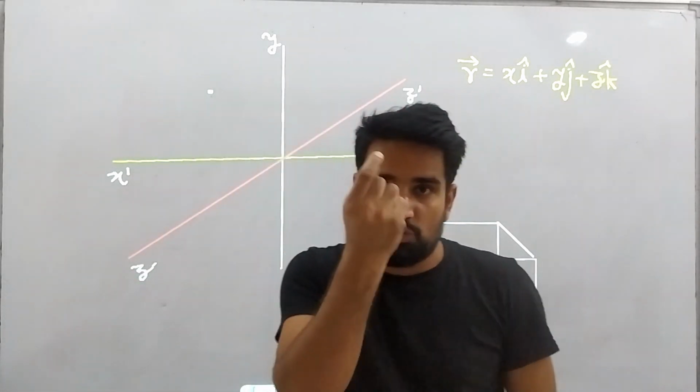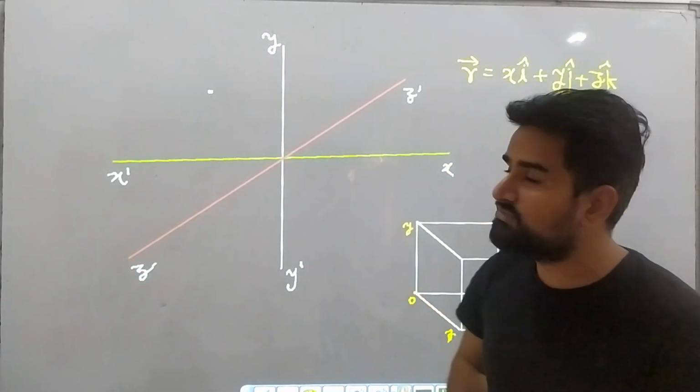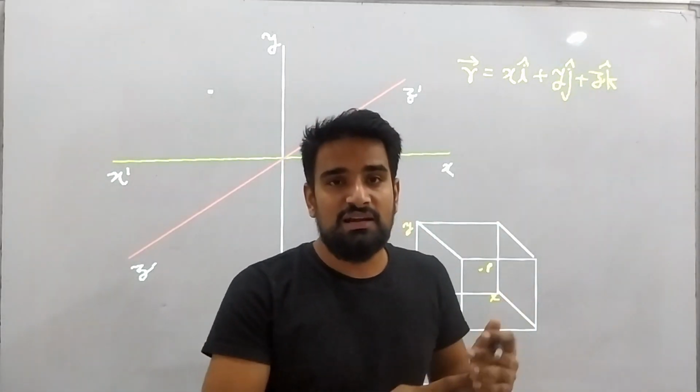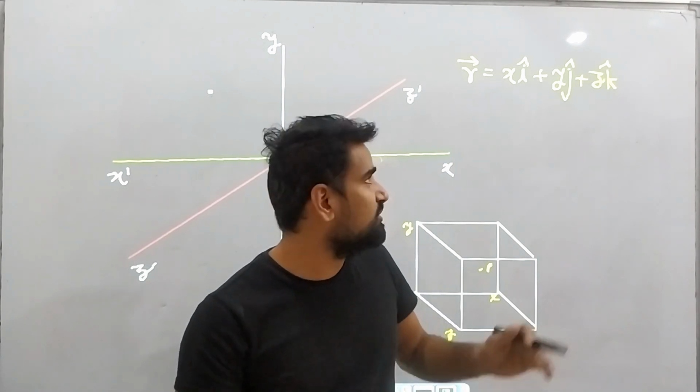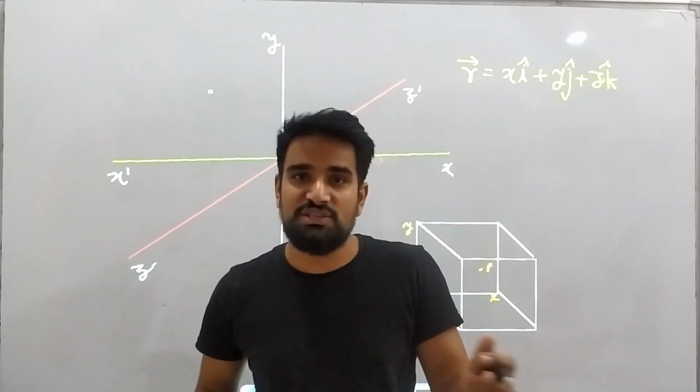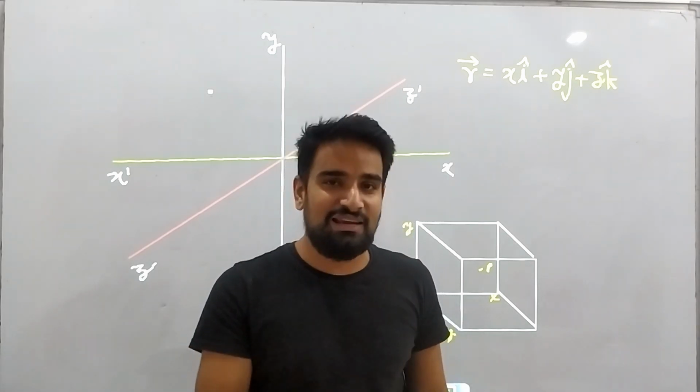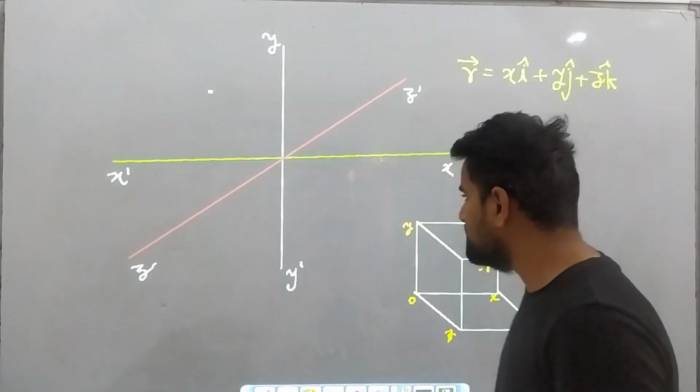We represent the position of any point in 3D space with the help of unit vectors. This is also called a position vector. So the resultant vector will be x i cap plus y j cap plus z k cap. I hope you understood it very clearly. This concept was very easy.